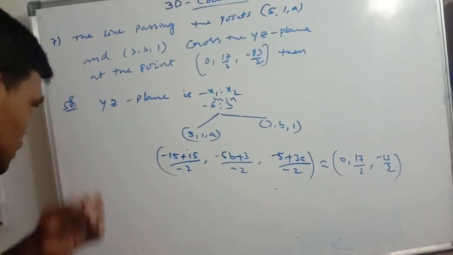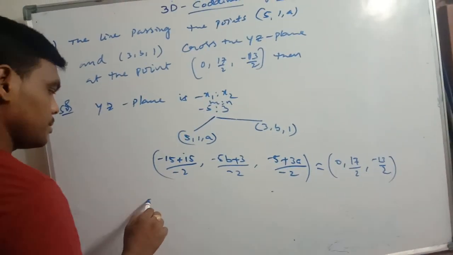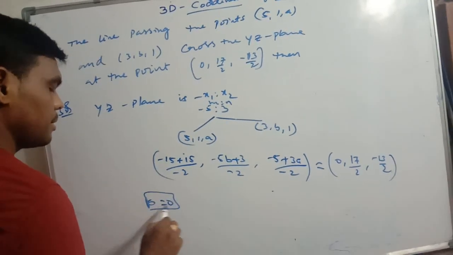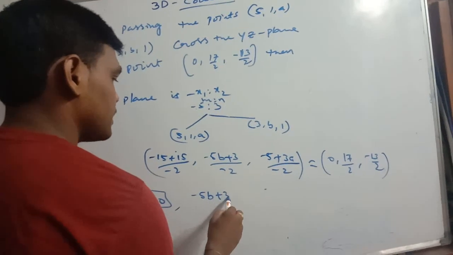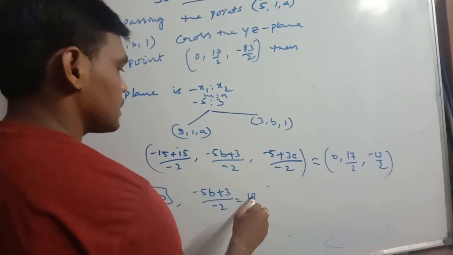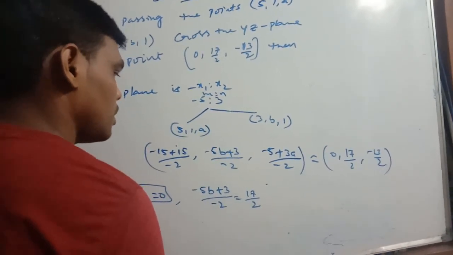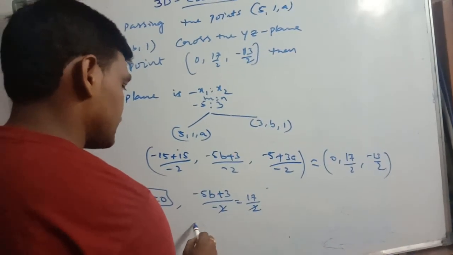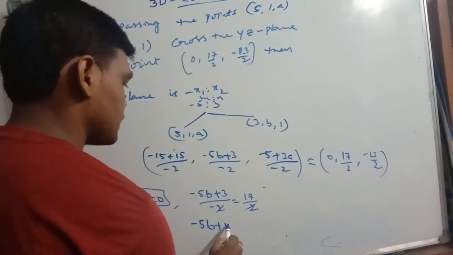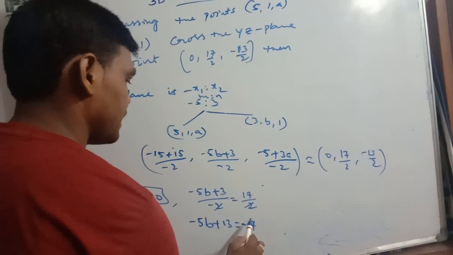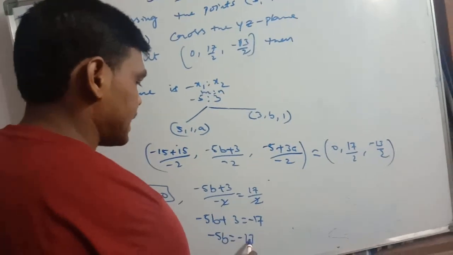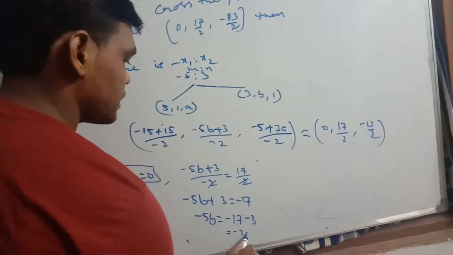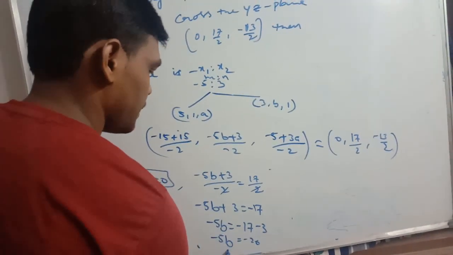Now here the x coordinate is 0, so okay, 0 is equal to 0. And here (minus 5b plus 3) by minus 2 is equal to 17 by 2, and the 2s cancel, so minus 5b plus 3 is equal to minus 17, and this is minus 5b is equal to minus 17 minus 3, which is minus 20, and this is b is 4.